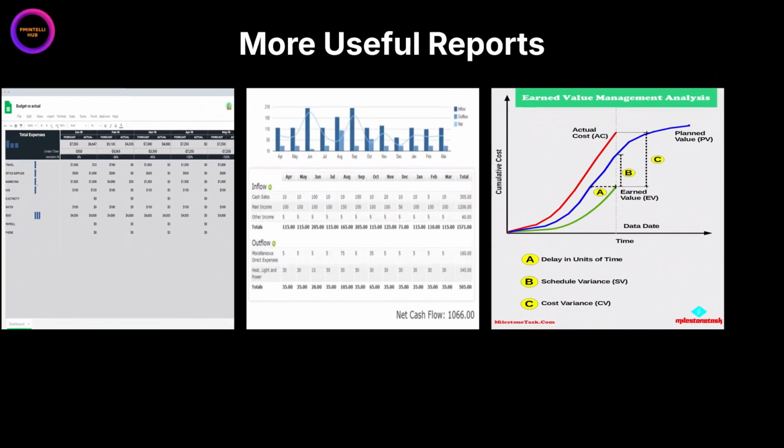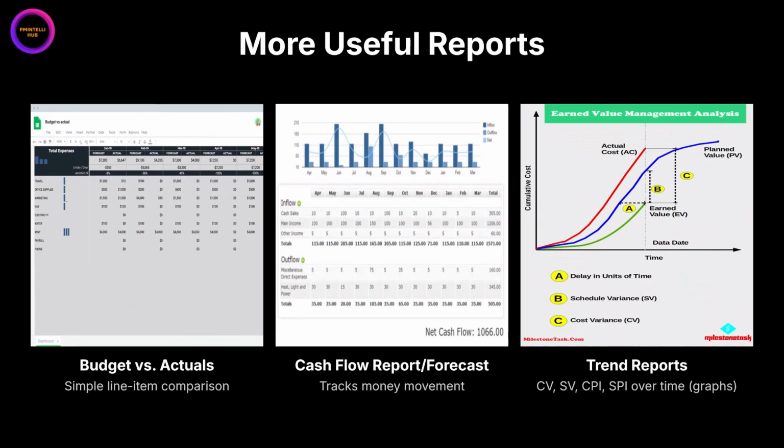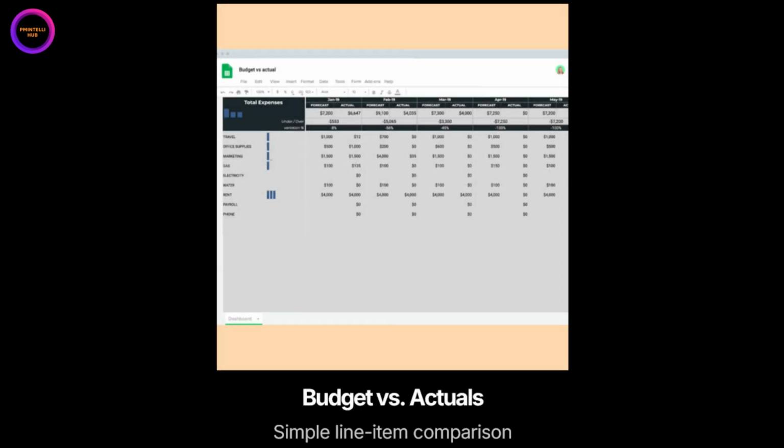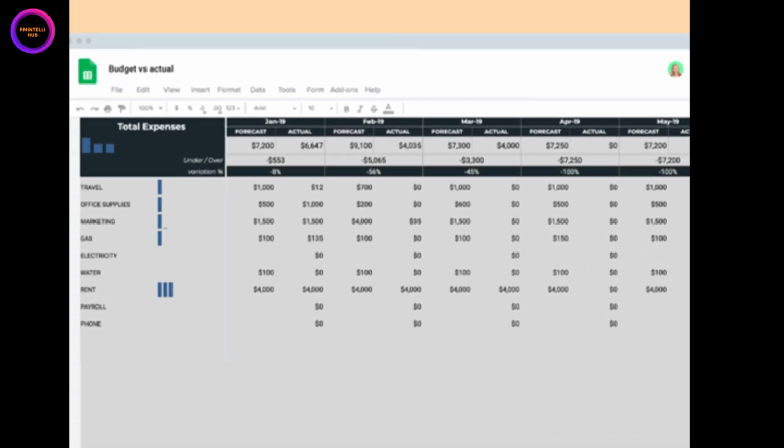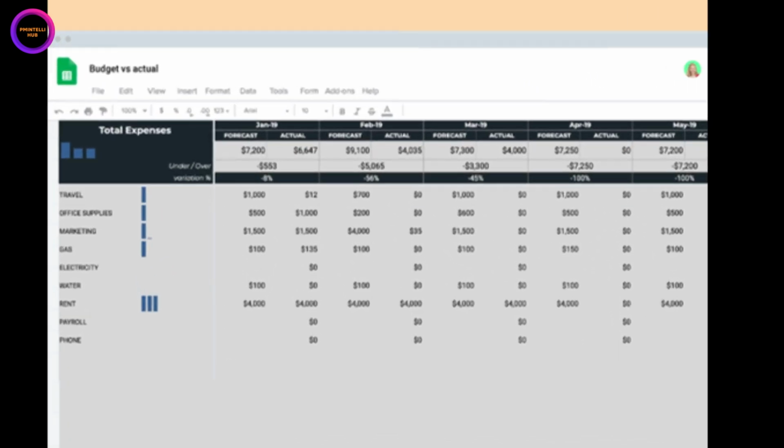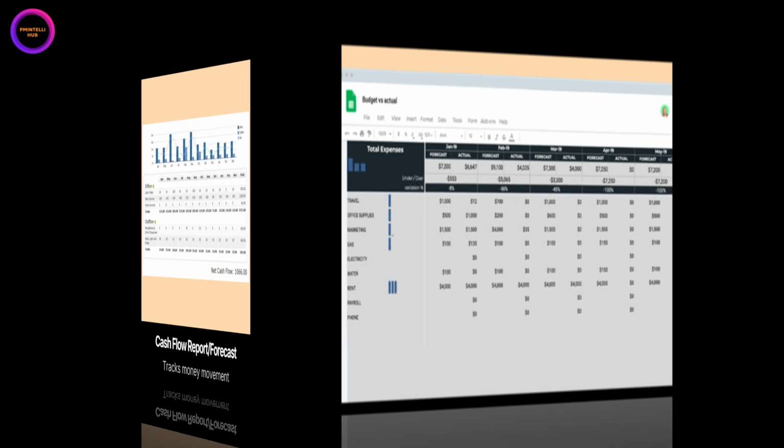While EVM is incredibly powerful, it's not the only type of report you'll use. Here are a few other common and useful formats. First, the budget versus actuals report. This is a straightforward, simple line item comparison of what you plan to spend versus what you actually spent. It's excellent for clear, direct financial oversight.